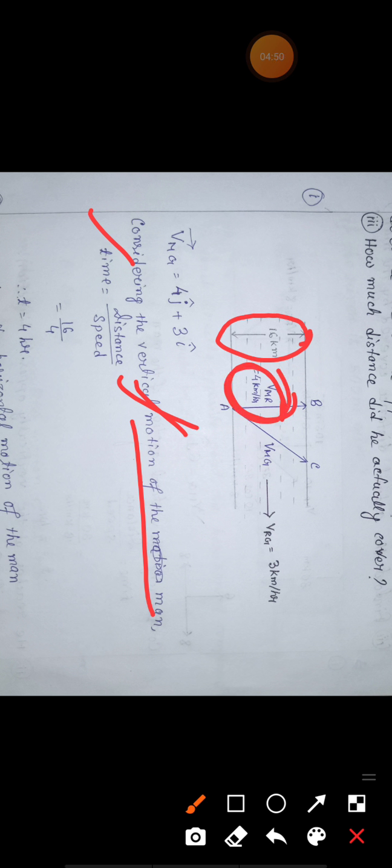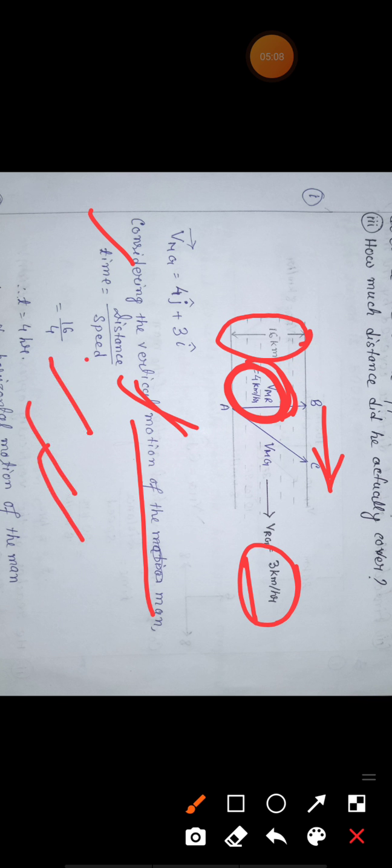So we take only 4 km per hour, not 3, because this 3 km per hour helps the man to move from B to C. And this 4 kilometer per hour velocity helps the man to flow from A to B. So that's why you take only the vertical component of the velocity. So 16 by 4 is equal to 4 hours.